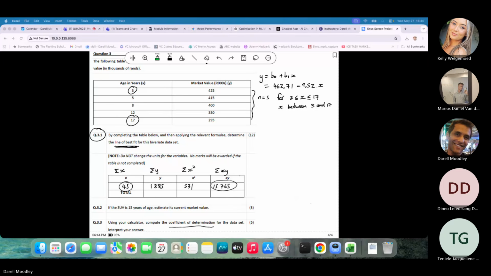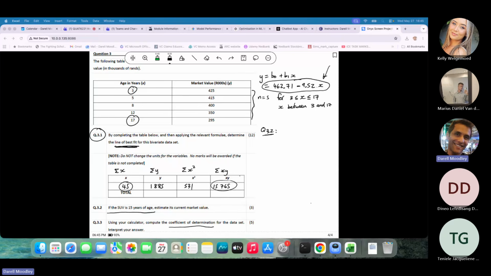Okay, so question 3.2: if the SUV is 15 years of age, estimate its current market value. I'm going to use this equation to get that estimate. All I need to do is plug 15 into x, because that's the age they want me to use. So for question 3.2, I simply use that equation.